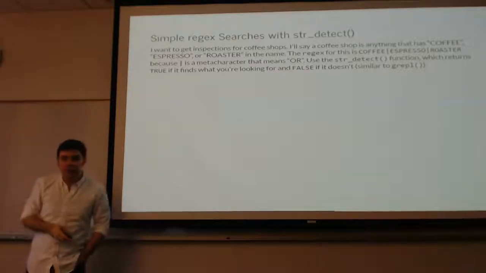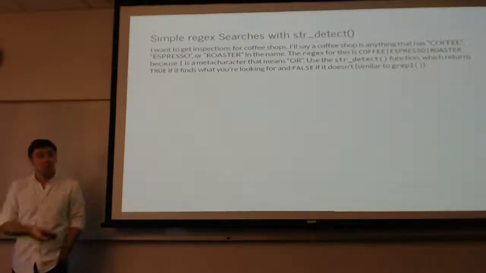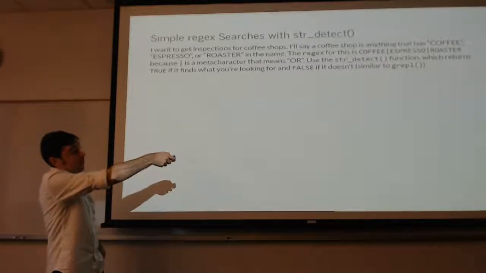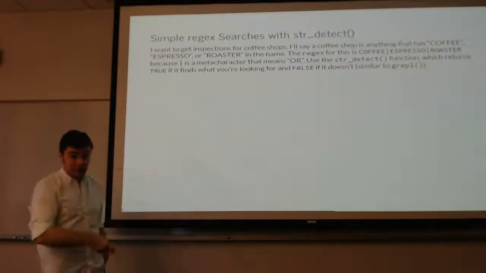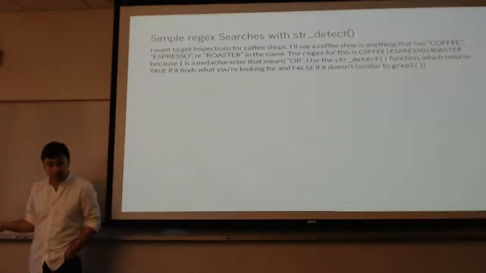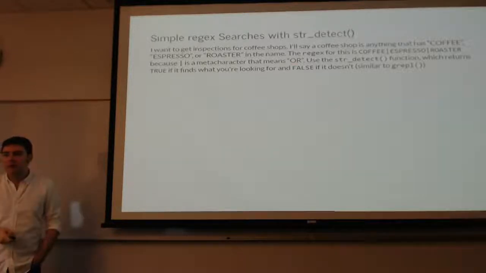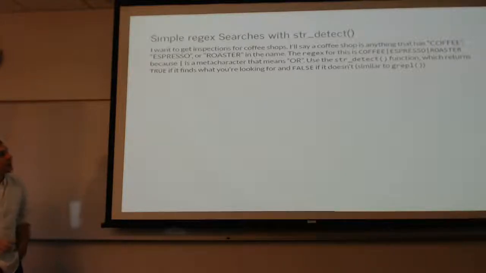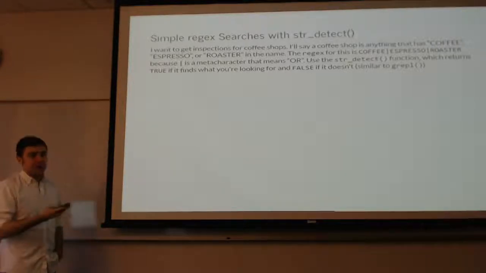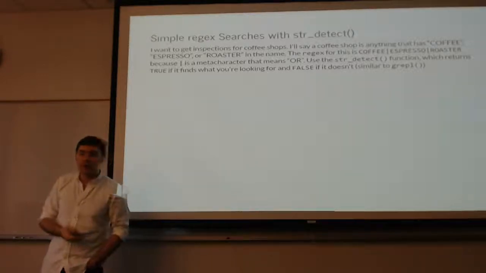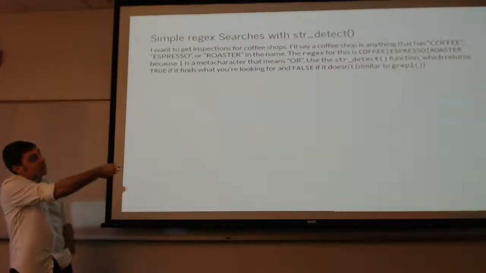The regular expression for searching for coffee, espresso, or roaster is coffee, pipe, espresso, pipe, roaster. So this OR operator is kind of the same as the OR operator we've used in logical expressions in R. This is a meta character that means OR. Notice I didn't put a backslash in front of that because I'm not searching for the pipe itself. I'm actually using it in the regular expression, right? To search for things inside of character data in R using stringr, we will use the function str_detect. So str_detect.